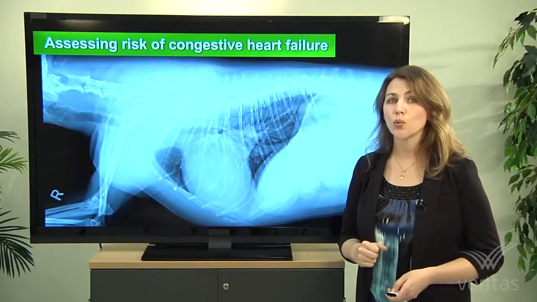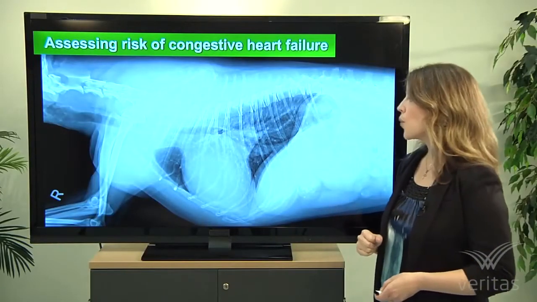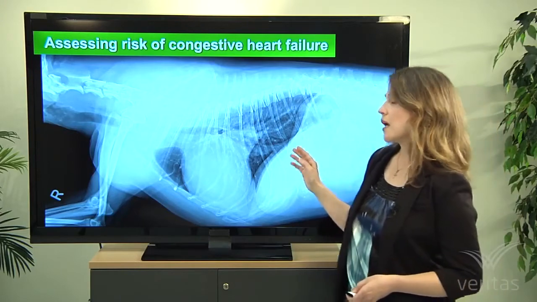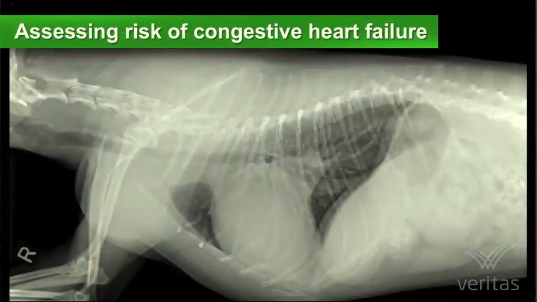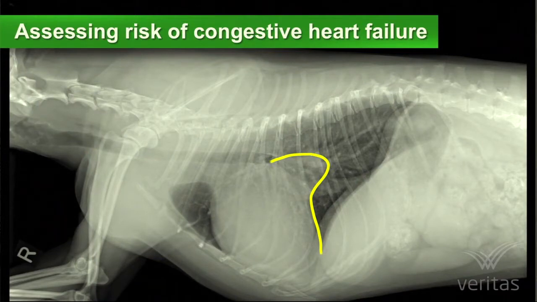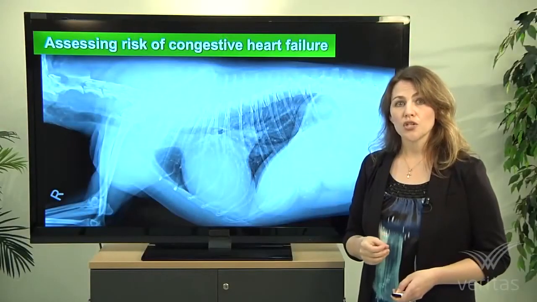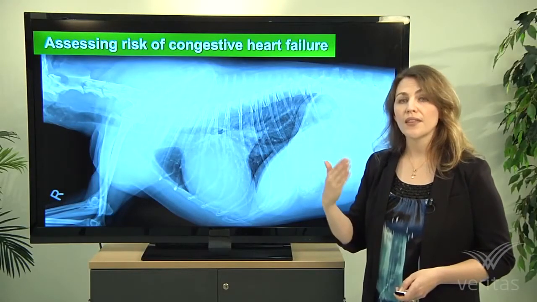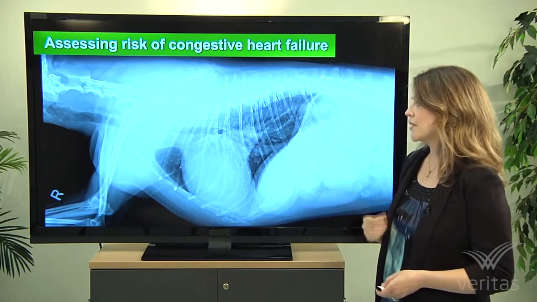Now, how do I assess risk of congestive heart failure? What I'm looking for is a couple of things. Left atrial enlargement, which this dog has. So follow the caudal border of the heart here. I can see it bow out this direction. When the left atrium is big, then there's increased risk of them developing congestive heart failure. So that's one of my things that I look for assessing risk.